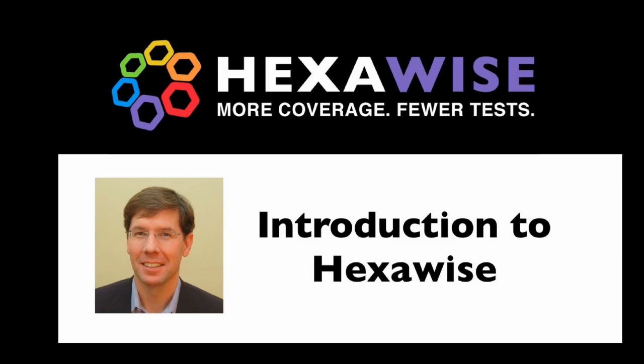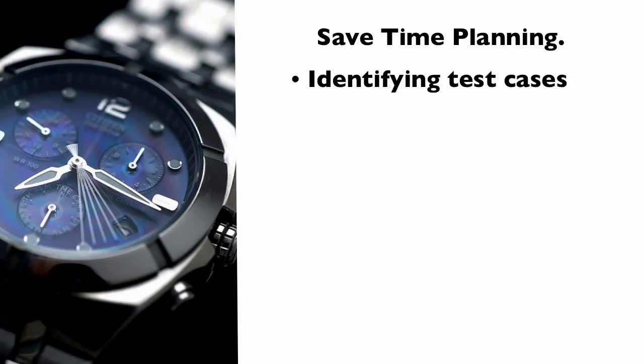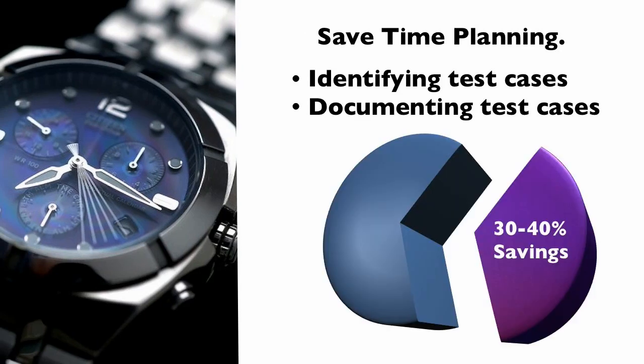Using Hexawise will help almost anyone who is involved in testing any type of software, from unit testing to user acceptance testing, in two ways. First, because Hexawise automates some parts of the test design process, Hexawise will reduce the amount of time it takes to identify and document test cases. Users frequently see 30 to 40% reductions here.